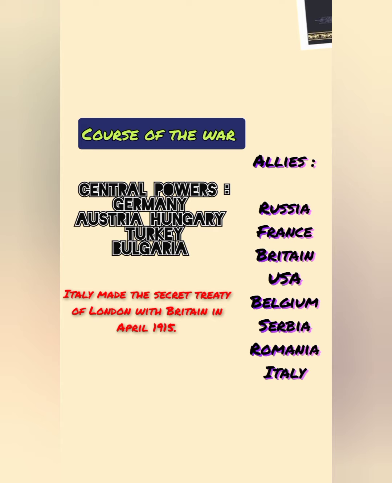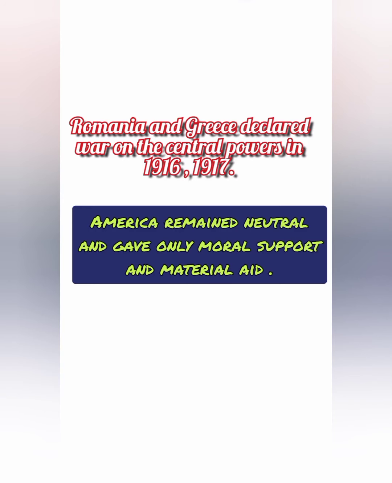Italy remained a neutral country when the war broke out. But in April 1915, it made the secret Treaty of London with Britain and France. Initially, Romania and Greece declared war on the Central Powers in the years 1916 and 1917. America remained neutral and gave only moral support and material aid to Britain and France.